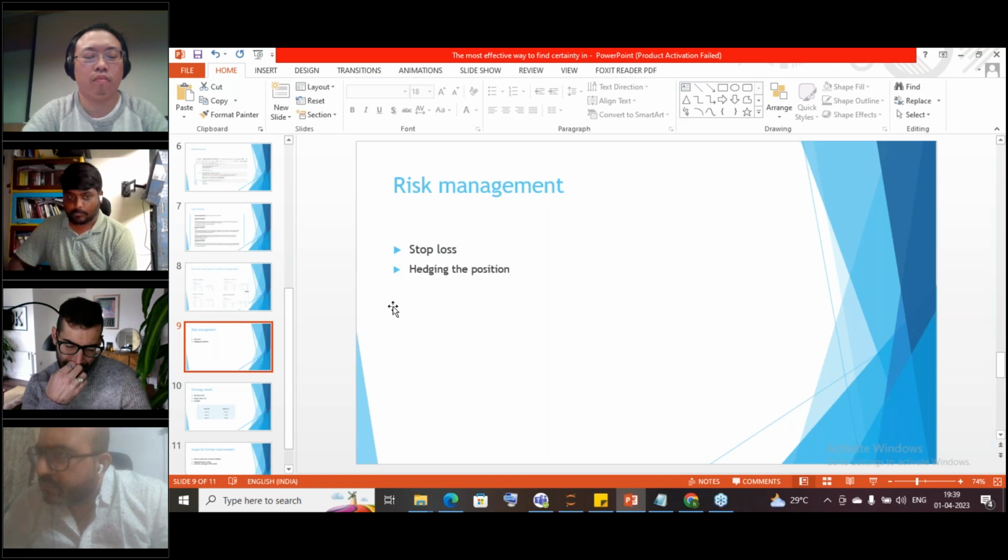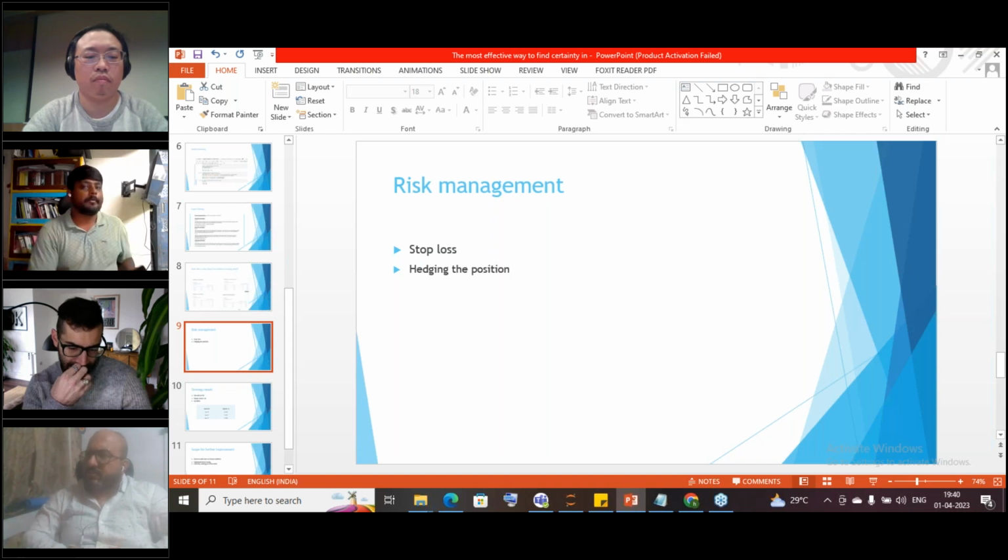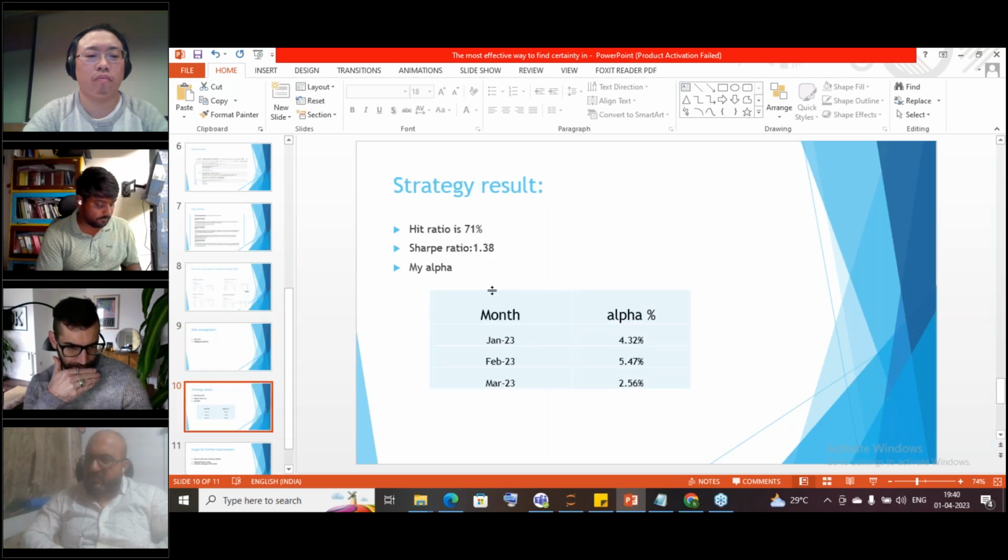The risk management strategy that I use is basically a stop loss, because currently I'm just playing with very small capital. So I'm not taking hedge positions, but I took a hedge position a couple of times. Stop loss is mainly my risk management strategy. And this is the alpha that I have generated over the last few months. In Jan, I got a 4.32% return on my capital, against a benchmark of 5.4%. But last month, unfortunately, something went wrong and I was only able to generate 2.56% of alpha.